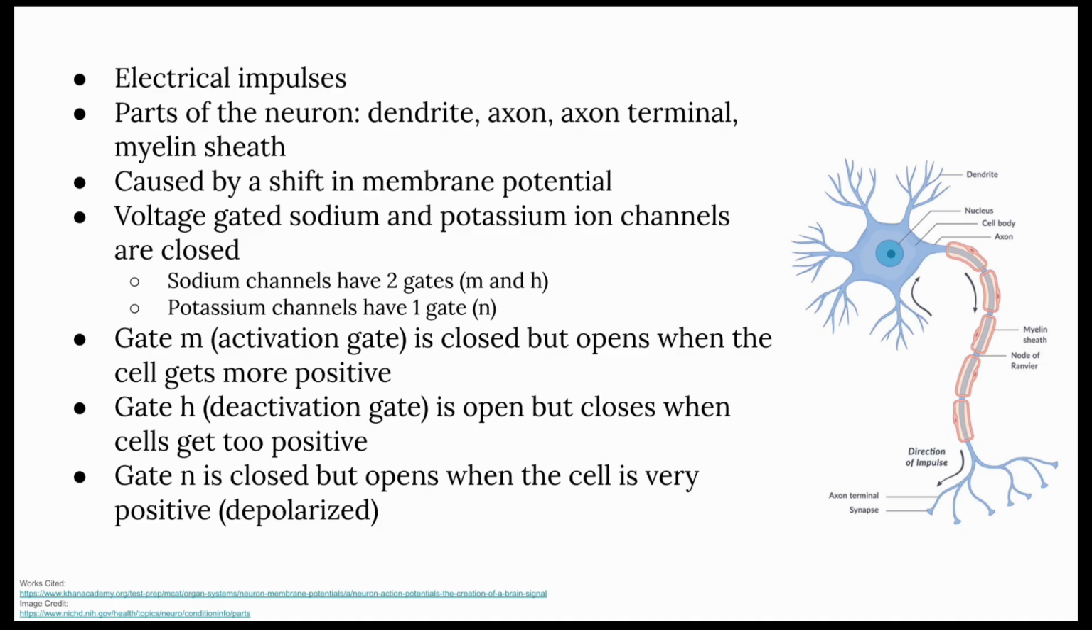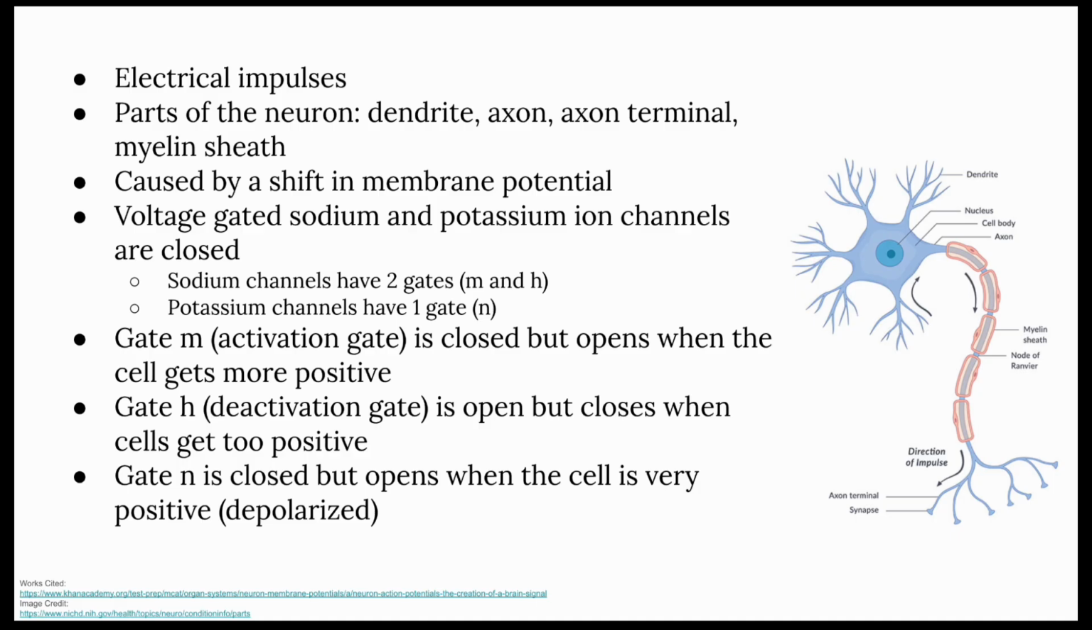In order for an action potential to fire, the membrane potential needs to shift. The membrane potential shifts when the concentrations of ions change as they go through the ion channels. At the start, the voltage-gated sodium and potassium channels are closed. Sodium channels have two gates, the M gate and the H gate. Potassium channels have only one gate, the N gate.